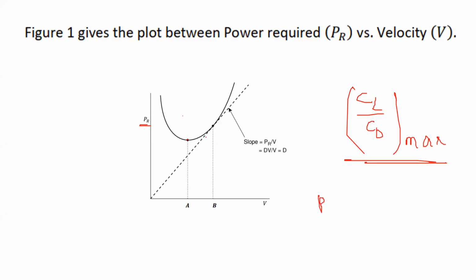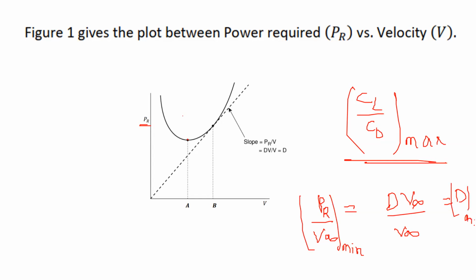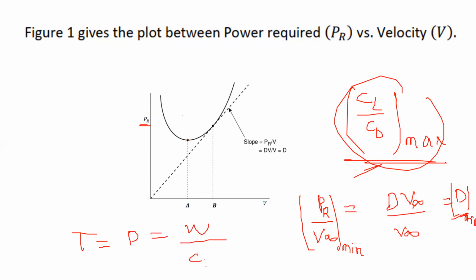The slope of this line, if you look at it, is PR by V infinity. It's given also here, right? And this is D. Now, if you minimize this, you minimize drag, and that gives you the condition CL over CD maximum. So thrust is equal to drag is equal to weight over CL over CD. That's how it comes out. You maximize this, you minimize drag.